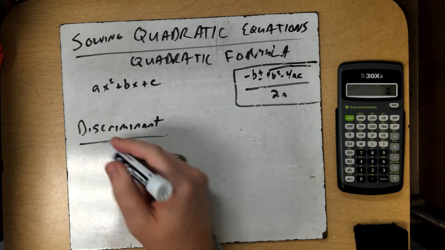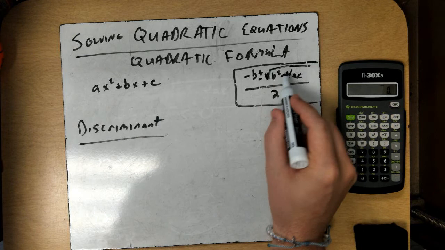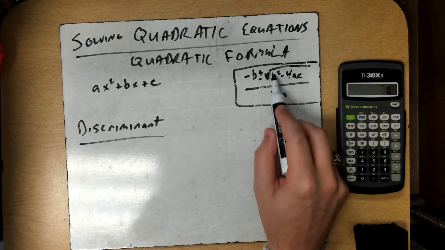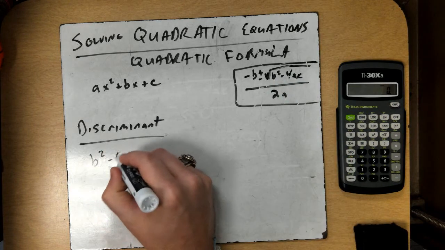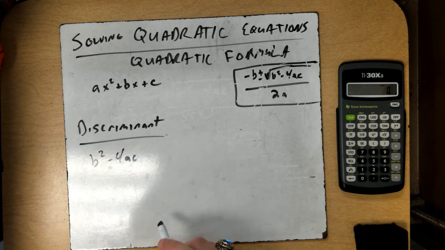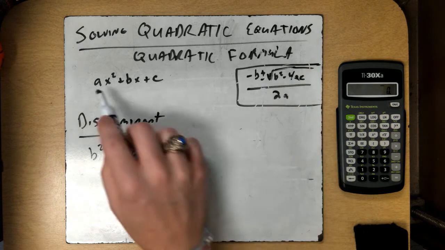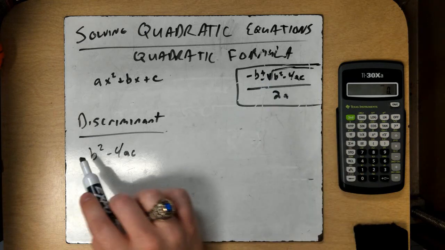So the discriminant is, what you're doing is you're taking from your quadratic formula the part that's underneath the square root, the b squared minus 4ac. This is your discriminant, b squared minus 4ac. Okay, so when it says find the discriminant, you're going to plug your numbers in only into the part underneath the square root, and there's no square root. It's just the part that's underneath it.